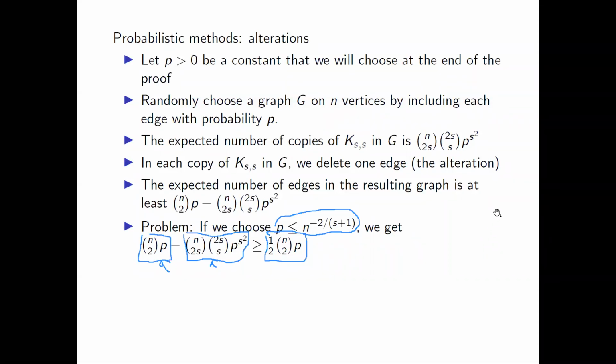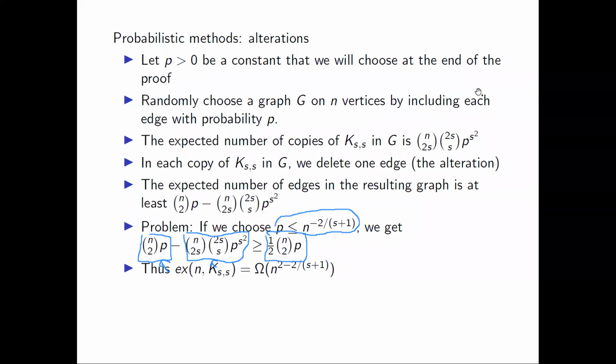And the claim then is that, assuming that problem is true, we get this lower bound: ex(n, K_{s,s}) is big omega of n to the 2 minus 2 over s plus 1. And why is that? Well, we just showed that the expected number of edges is at least 1/2 times n choose 2 times p, if we choose p less than or equal to n to the minus 2 over s plus 1. And if the expected number of edges is at least this, then there is a choice of graph G on those n vertices for which the number of edges is at least this. So the number of edges is going to be greater than or equal to this.